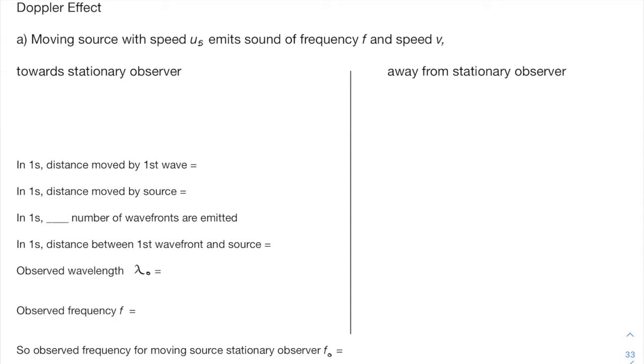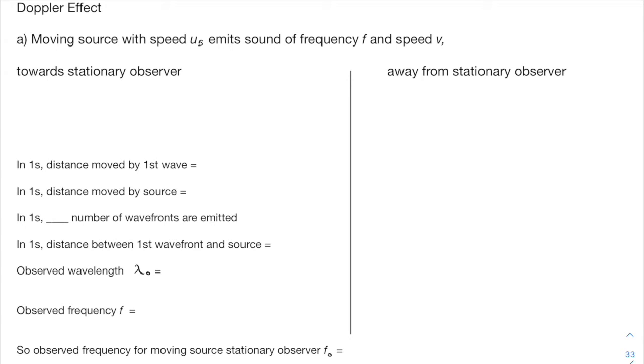For this video, we're just going to focus on the first two scenarios, moving source, stationary observer, as well as moving observer, stationary source. So let's begin. First, let's look at moving source and stationary observer. The moving source is moving with a speed u subscript s and emits sound of frequency f, and the speed of the sound is v.